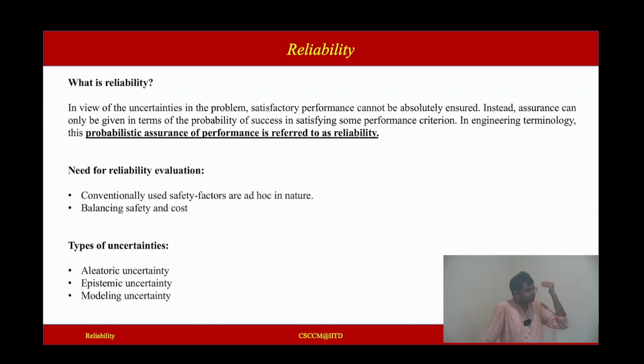What is that criteria? That if there is an earthquake, this building will not fail. That means I trust this building, and that's why I am sitting here. If I tell you this building will fail at an earthquake of magnitude 3, you will not sit here, I will not be here. That means I don't trust it, right? So this assurance can only be given in terms of probability. And this probability of success in engineering terminology is known as reliability.